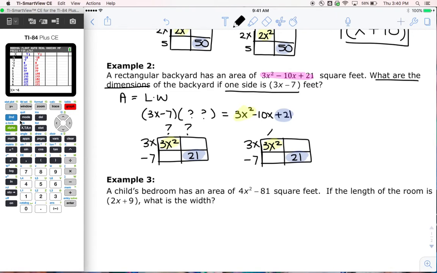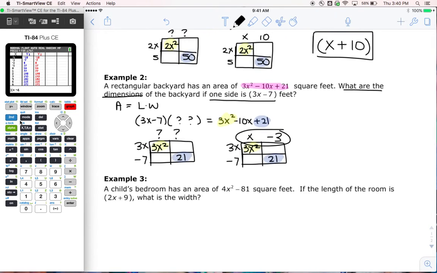Okay, wait a second here. A negative times a negative will give me a positive. So I know it's got to be a negative number. Negative 3. Yeah, negative 7 times negative 3 is positive 21. Okay, that's my answer. This right here, this top one was my missing side. Right, so my answer here, my missing side, was x minus 3.